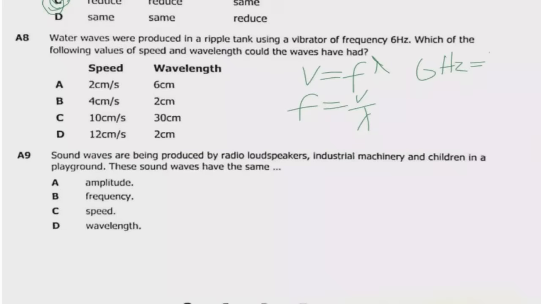But if we have got 12 as the speed, so 12 centimeters per second over 2 centimeters, 12 divided by 2 will give us 6 Hz. So the correct answer is G. Unless you have got questions. If there are no questions, basically that's how we go about it.